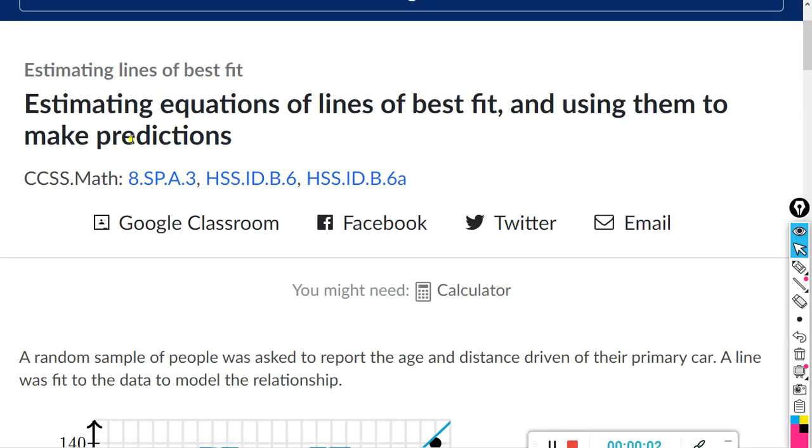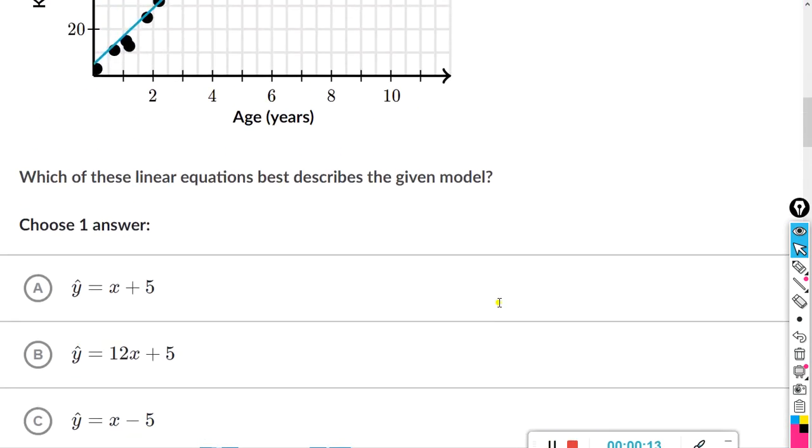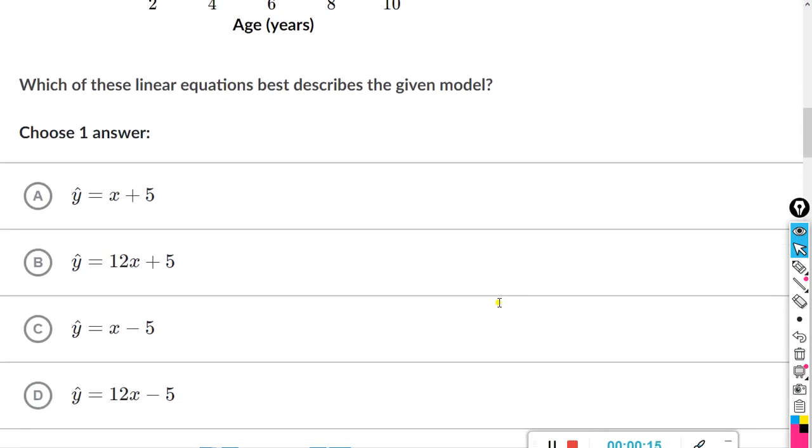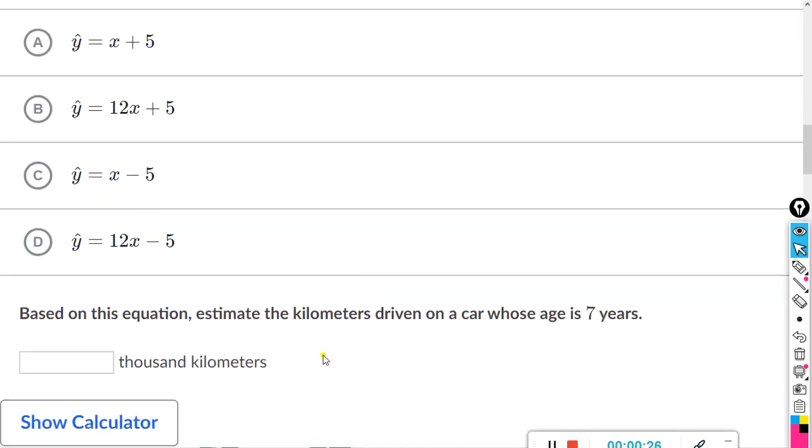This will be for the Khan assignment, estimating equations of lines of best fit and using them to make predictions. I think all of these have two-part questions. The first question will be multiple choice, and you have to write the equation of the line or choose the equation of the line. In the second part, you'll be plugging in a value for x, as you will see.